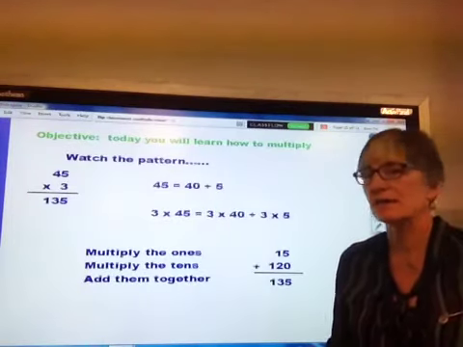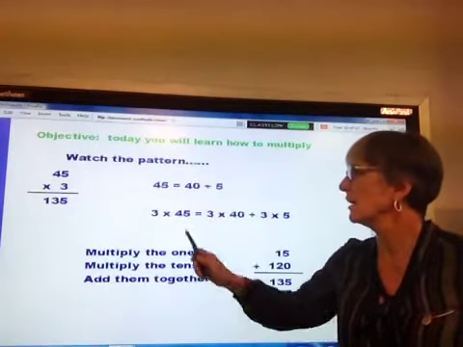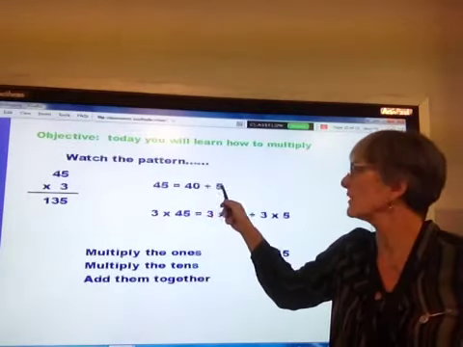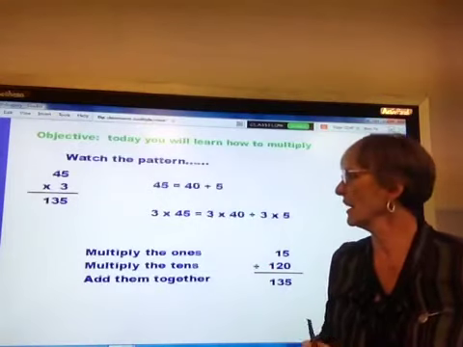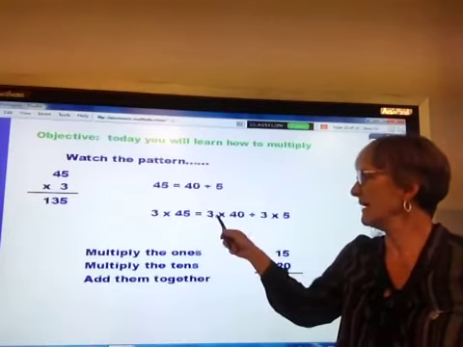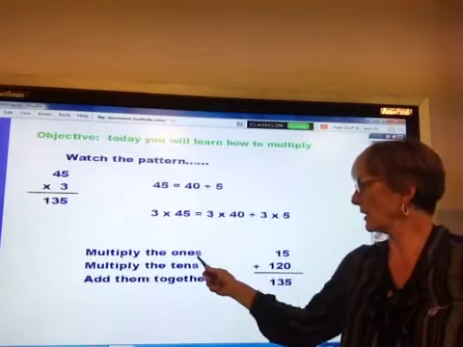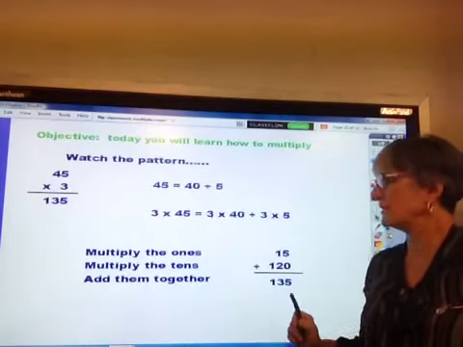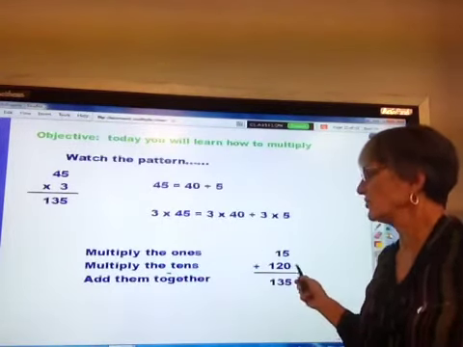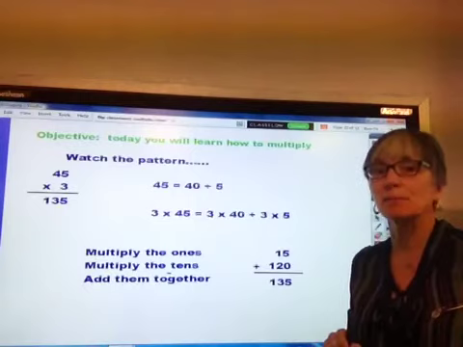You can think about it this way. If you remember, I said we multiply the ones and then we multiply the tens. Well, the number 45 is really 40, because there are 4 tens, plus 5, because there are 5 ones. So 3 times 45 is the same as 3 times 40 plus 3 times 5. Multiply the ones, 3 times 5, 15. Multiply the tens, 3 times 40, 120. Add them together, 135. That's multiplication.